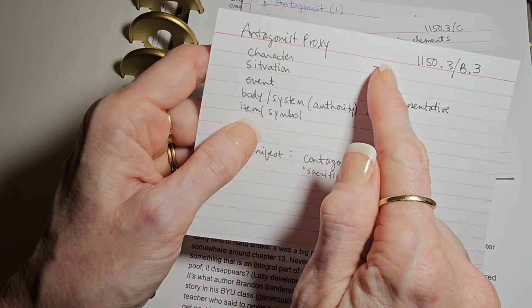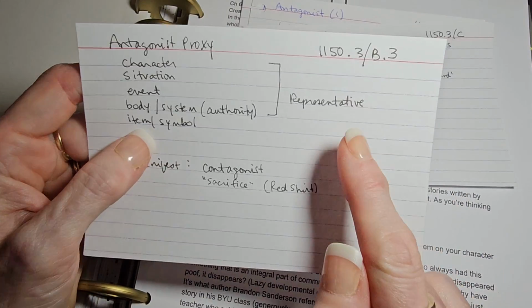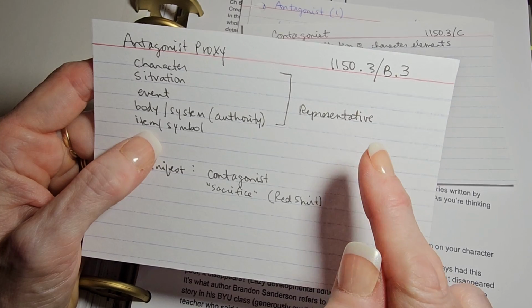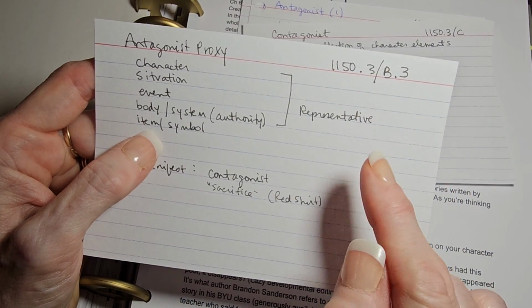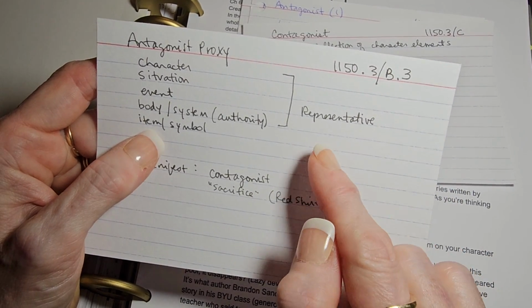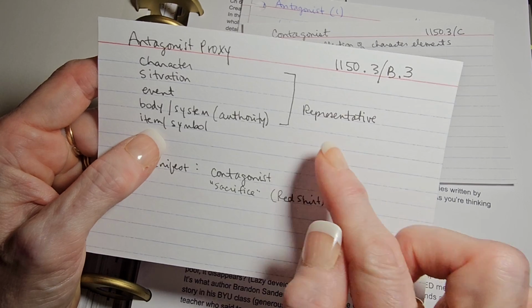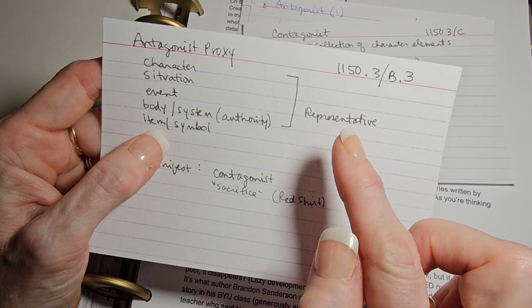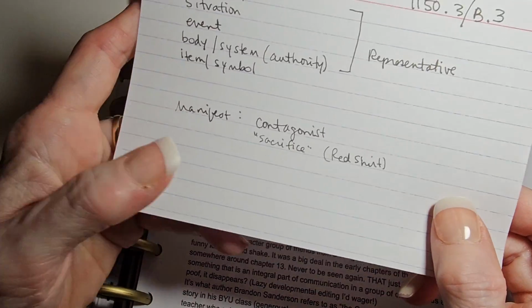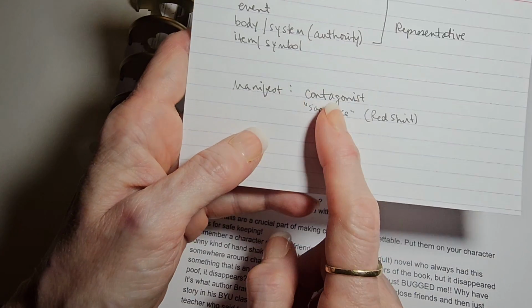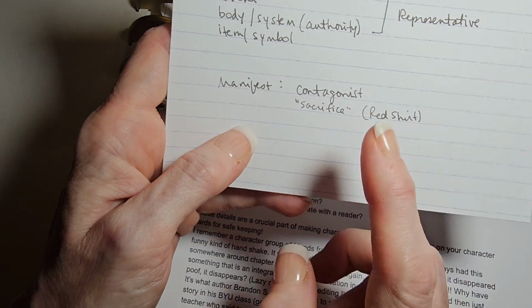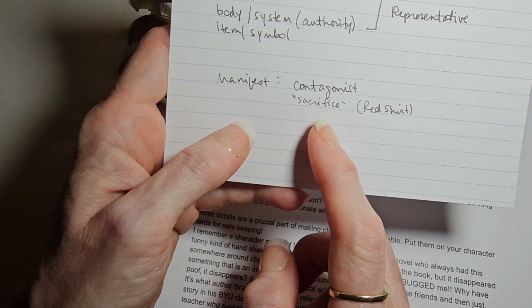So that's using any of these proxy elements as a representative, generally speaking, for the villain, but it can also be used as an independent point of conflict that doesn't involve your villain because you're not ready to involve the villain yet. How does it manifest? As I said, it could be as a contagonist. It could be as some kind of sacrifice.